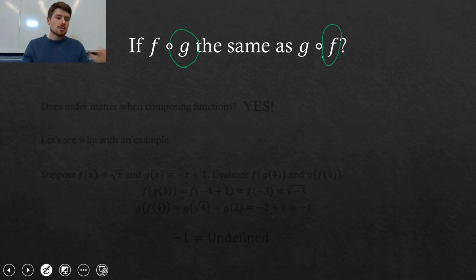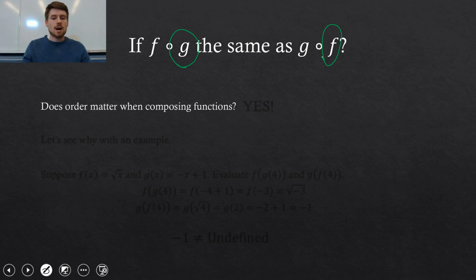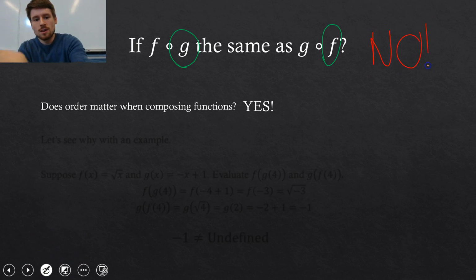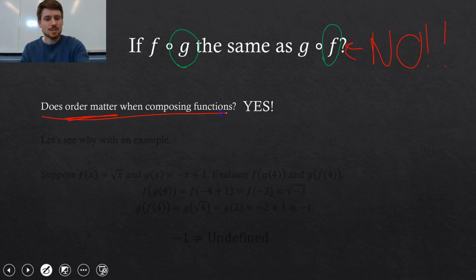So you might ask, does the order that you compose these things matter? Are they the same or are they different? The answer is no, they are not the same. f of g is not the same as g of f. Order matters. So the answer to this question is yes, the order does matter.